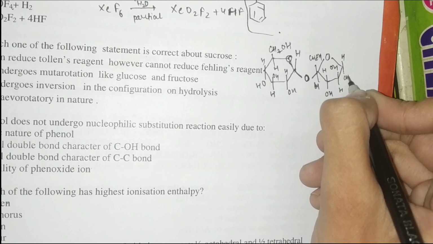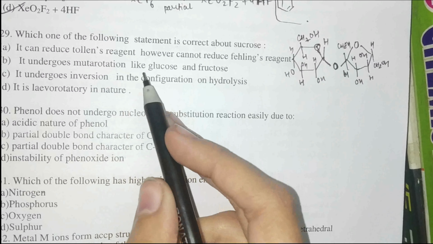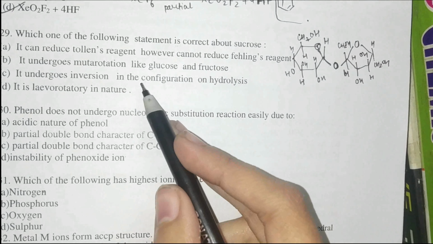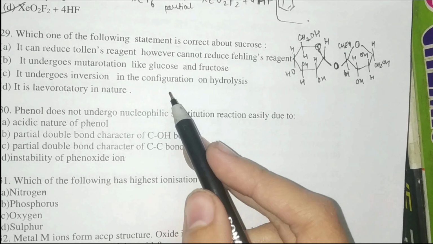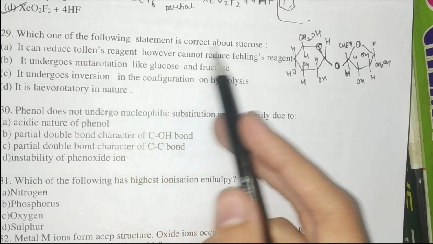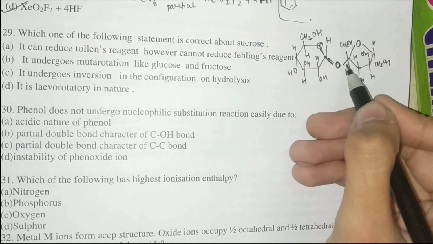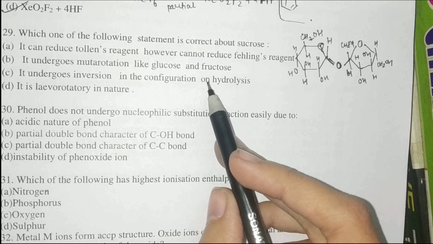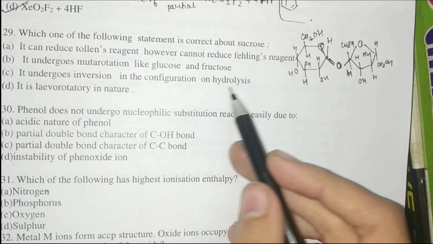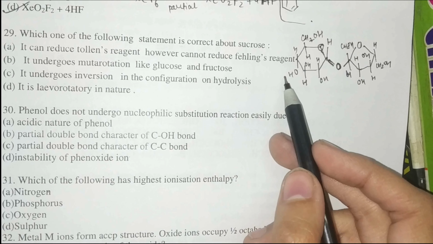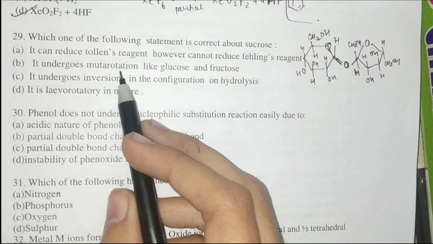Now, sucrose, can it reduce Tollens' reagent? No, because it does not have a free aldehyde group. So this is incorrect. It does not undergo mutarotation actually, because mutarotation is the change in optical rotation because of change in equilibrium between the two anomers. But in sucrose, there is no free hydroxyl group in the ring, because it's linked by a glycosidic bond. So we do not have that change between open chain structure and closed structure. Since the ring can't open and close, it will not undergo mutarotation.